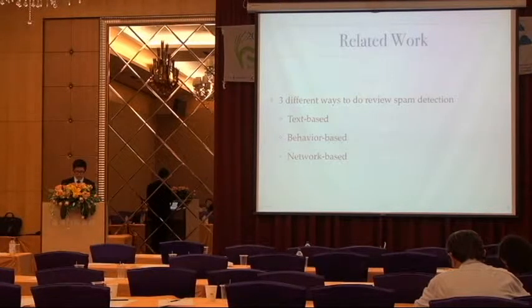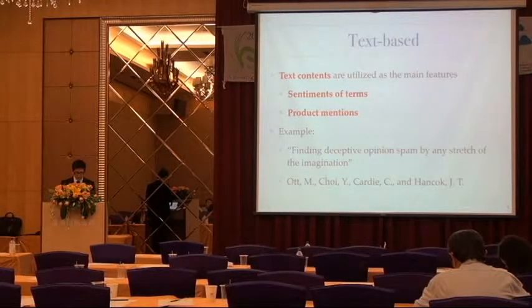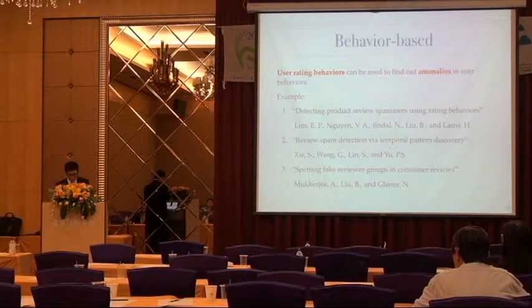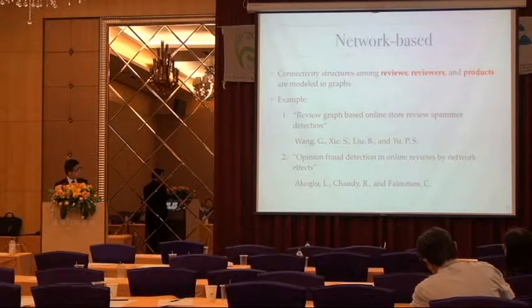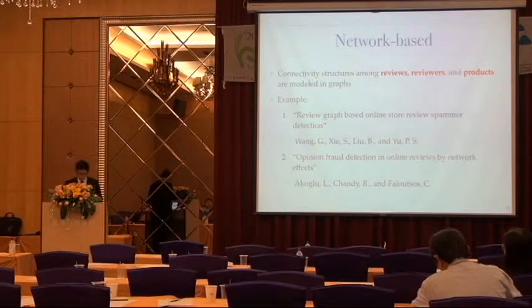Generally, there are three different ways to do review spam detection. For text-based methods, review text contents are utilized as the main features with other possible clues, such as sentiments of terms and product mentions. For behavior-based methods, user reviewing behaviors can be used to find anomalies in user behaviors. For network-based methods, connectivity structures among reviews, reviewers, and products are modeled in graphs.